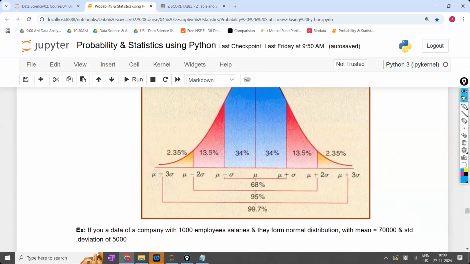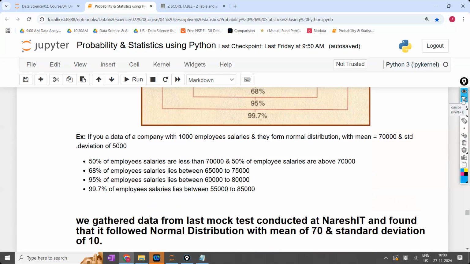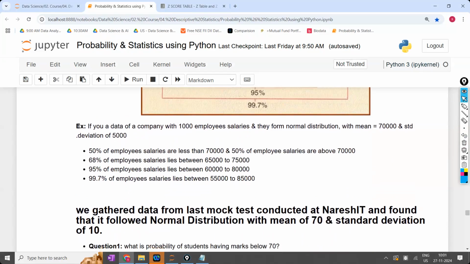We gathered the data for the last mock test conducted at Naresh IT and found it to be a normal distribution with a mean of 70, not 60, 70, with a standard deviation of 10. Question number 1. What is the probability of students having marks below 70? Tell me what is the answer.